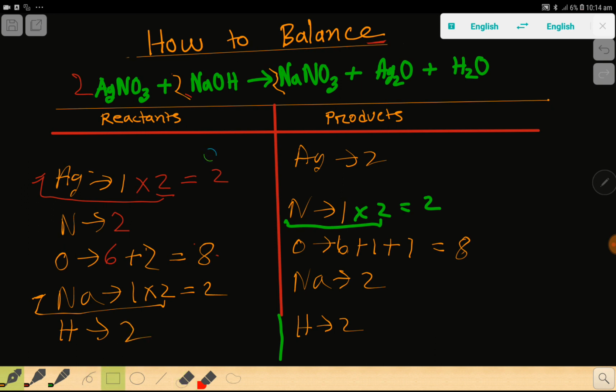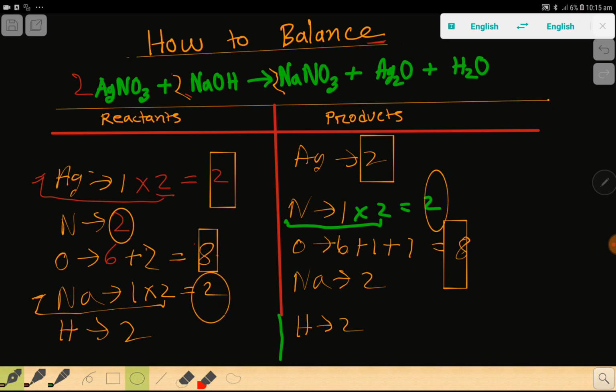Now look, in the left hand side we have 2 silver, in the right hand side we have 2 silver. Then in the left hand side we have 2 nitrogen, and in the right hand side we have 2 nitrogen. Then we have here oxygen 8, and here we have oxygen 8. Then we have 2 sodium, then we have hydrogen 2. So everything is balanced, right? So you can say that this is the balanced reaction.